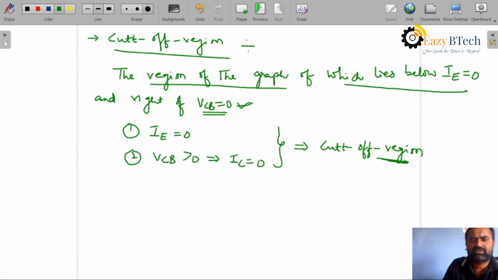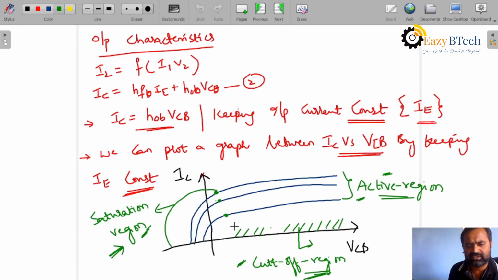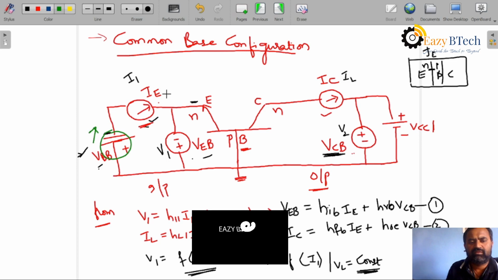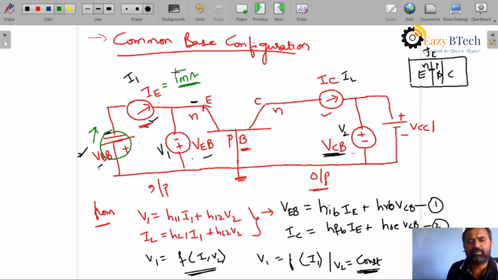Now in the previous graph you can clearly see, for IE we can get IE1, IE2, IE3. We are getting three graphs. It means how can we get them? By keeping the input current constant. Okay. Here you can see clearly, first, by changing the value of VBB, we can keep this IE at 1 milliampere, constant at 1 milliampere.